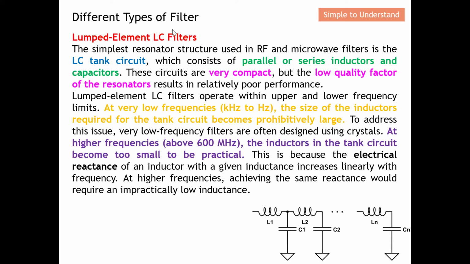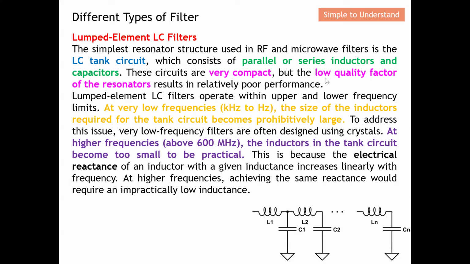The simplest resonance structure that we use in RF and microwave is the LC tank circuit. This is what we always call the LC, which can be either a parallel resonator or a series resonator. When L and C are in a series format, we call this a series resonator. When L and C are in parallel, we call this a parallel resonator. So this circuit is actually very compact.